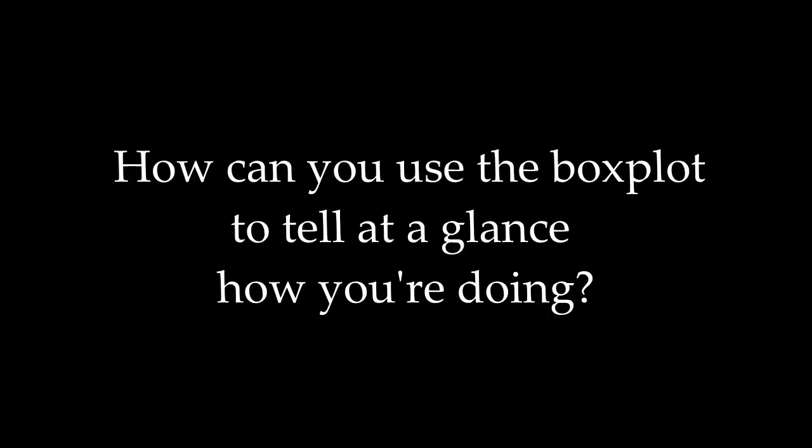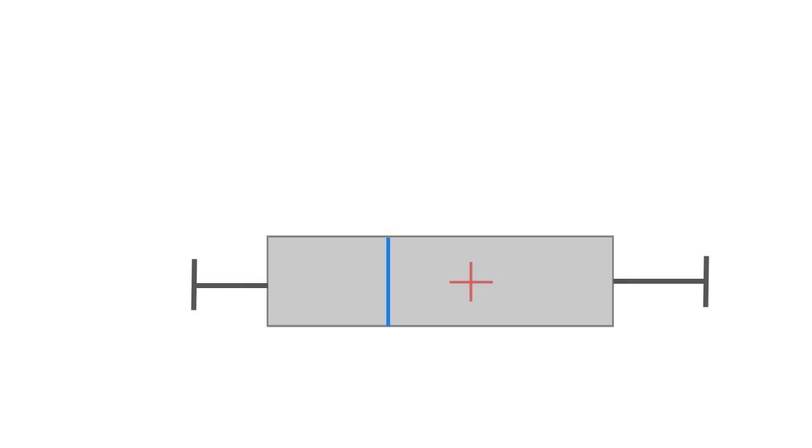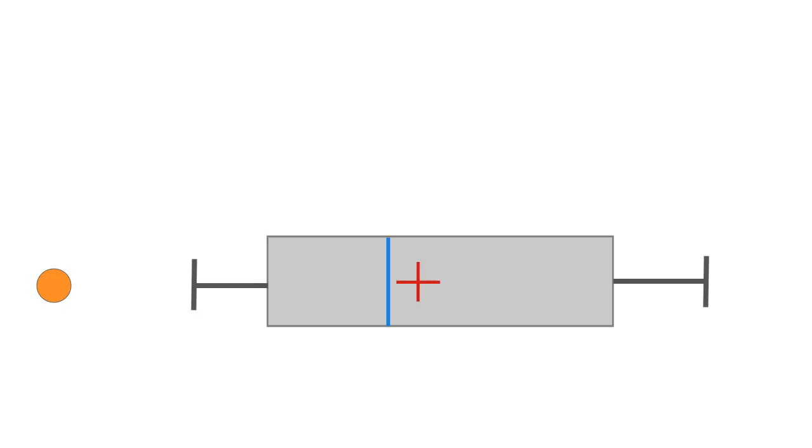So how can you use a boxplot to tell at a glance how you're doing? The red plus sign shows where you fall in the class according to the points that have been awarded so far. So what does it all mean? If you're in the box, you're probably doing okay, on par with the majority of the other students in the course. If you are on the line or above, then you're in the top 50% of your class.